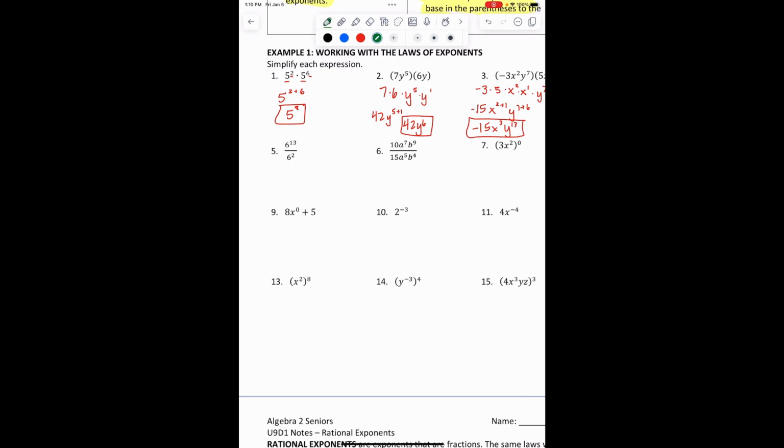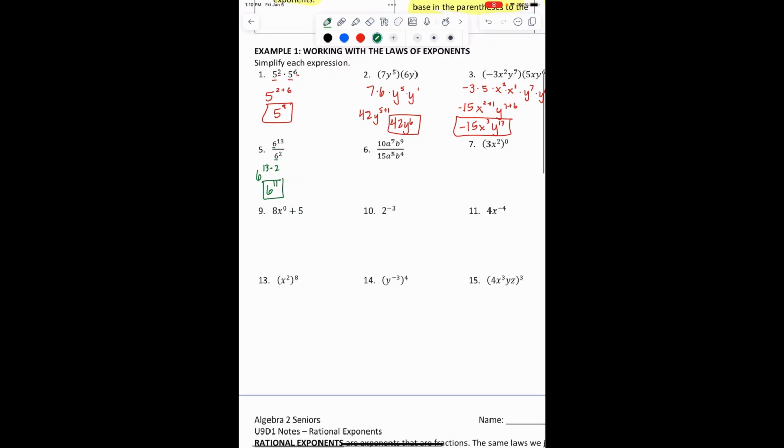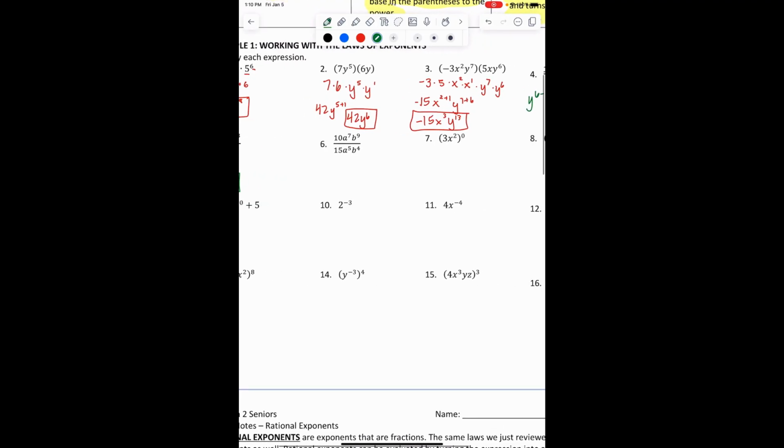More division here. 6 to the 13th divided by 6 squared. Again, both of these are the same base, base 6. So we're going to take 6, and since we're dividing, we're going to subtract those exponents. 6 to the 11th. Now, 10a to the 7th, b to the 9th, divided by 15a to the 5th, b to the 4th. With these coefficients out front, we're going to divide those.